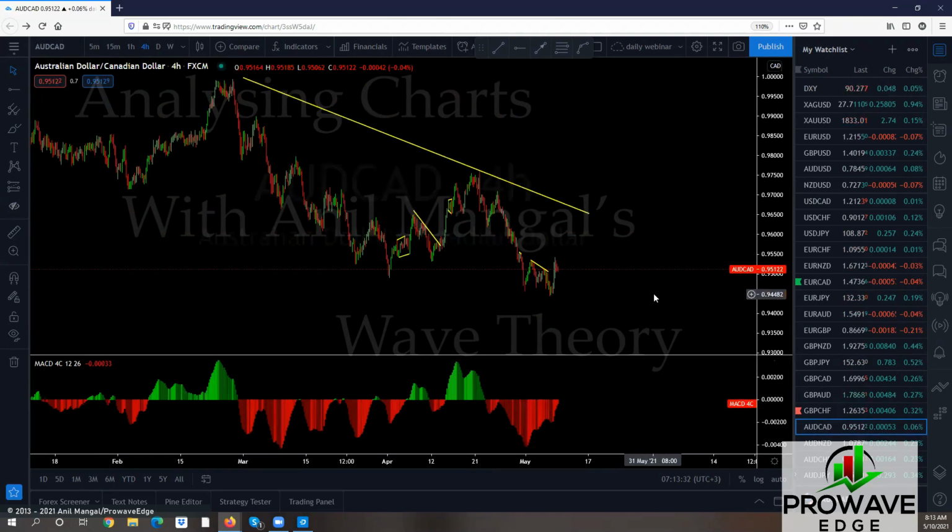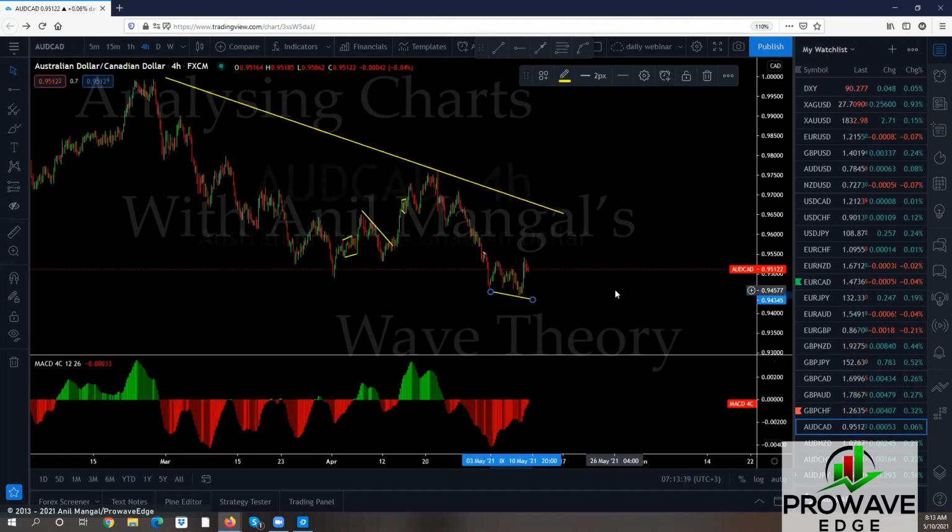Aussie CAD, you're getting a flat. Right? You had a 1, 2, 3, you broke the top. That's a good sell setup.